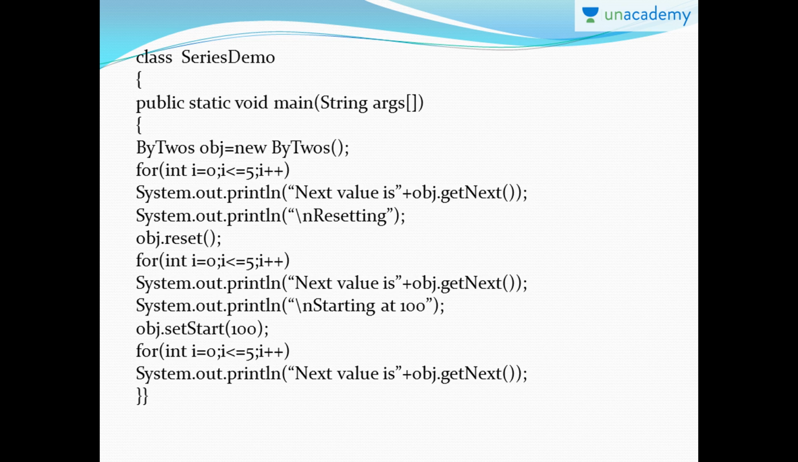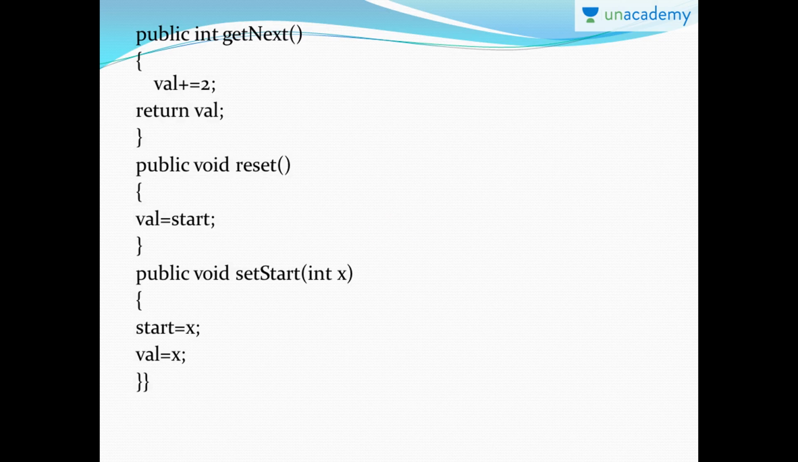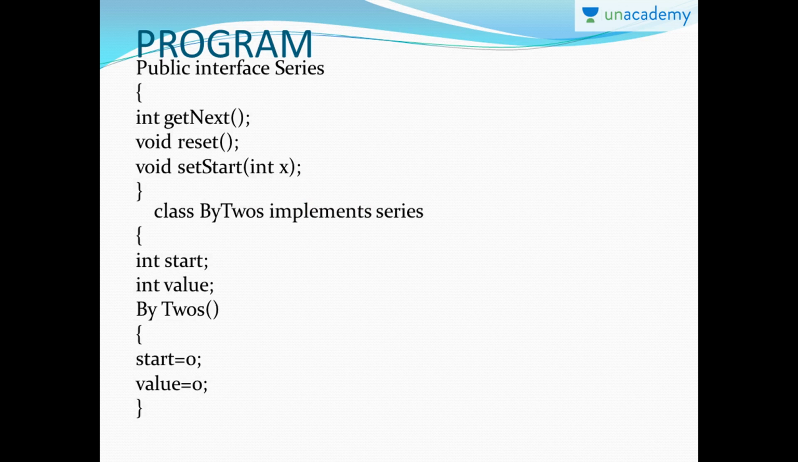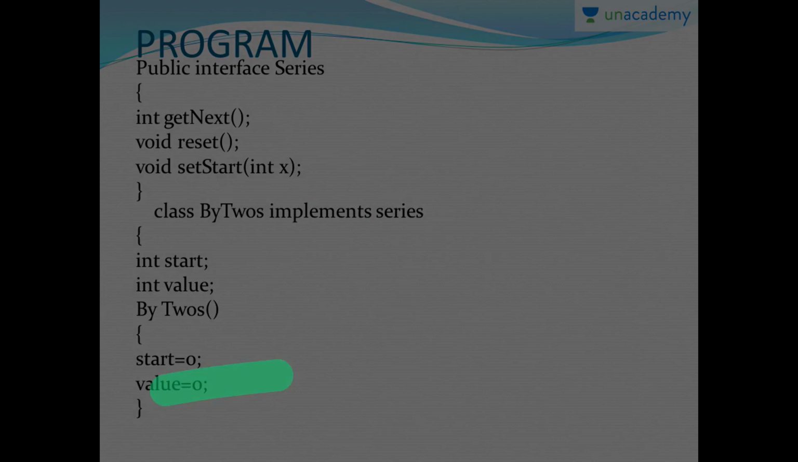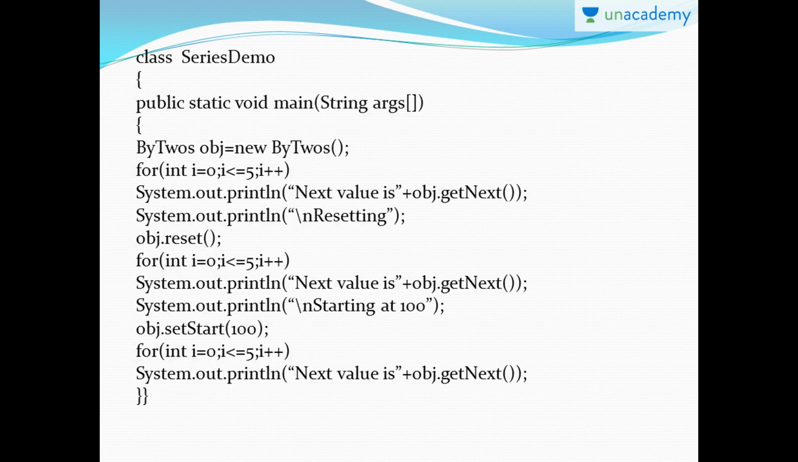So after the 5 iterations are done, again we need to reset it, right? To reset it, we are using obj.reset. Here we have the obj.reset method where value is equal to start, where start is 0 here, so it goes back to the 0 value, that is the initial value. And after it is reset, again it comes to the for loop where i equals 0 and i is less than 5, i plus plus.